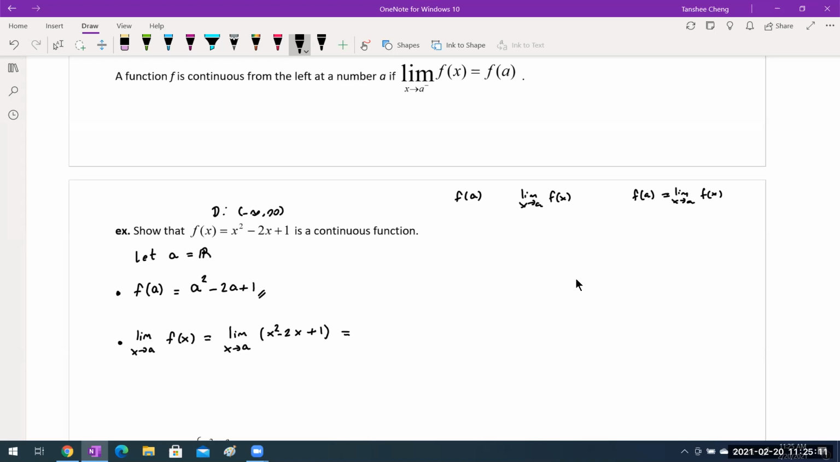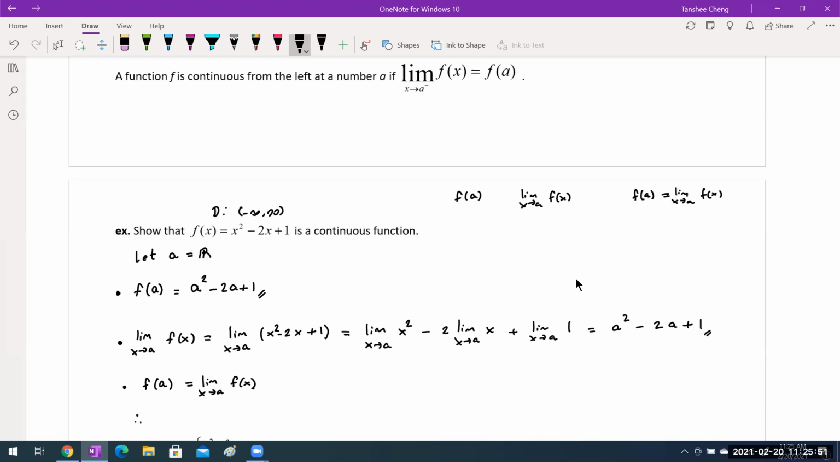So I'm going to use the limit laws and break it down into these pieces. Using the limit laws, the limit as x approaches a of x squared, minus 2 times the limit as x approaches a of x, plus the limit as x approaches a of 1. That will give us a squared minus 2a plus 1. So the limit exists also. Lastly, the key thing is that from part 1 and part 2, I know that f of a is equal to the limit as x approaches a of the function f of x.